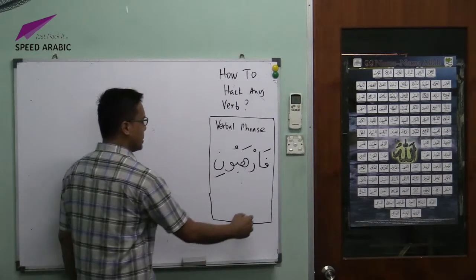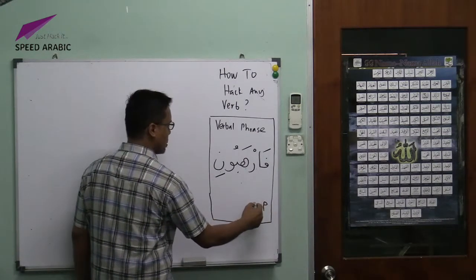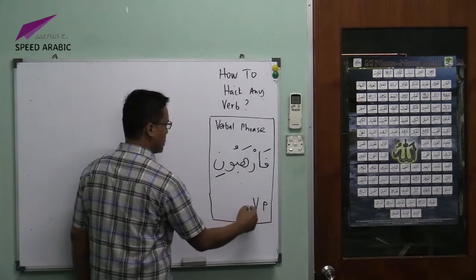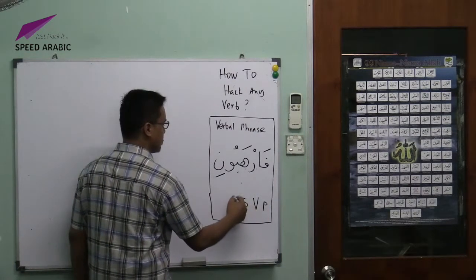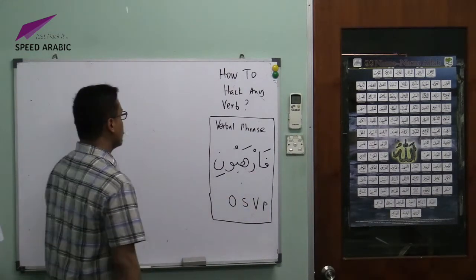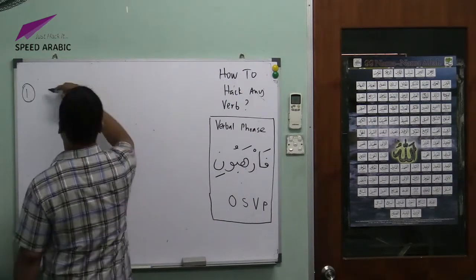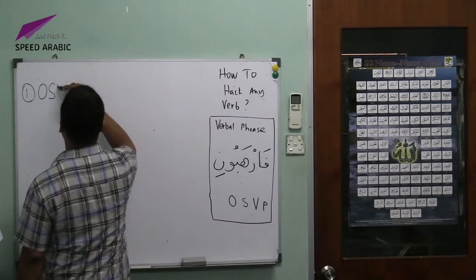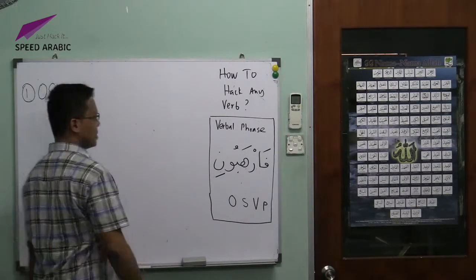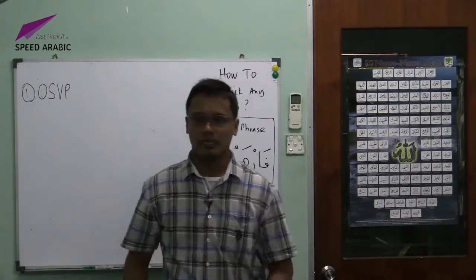Okay, there is a P, V, S, O. So based on step number 1, O S V P. Okay.